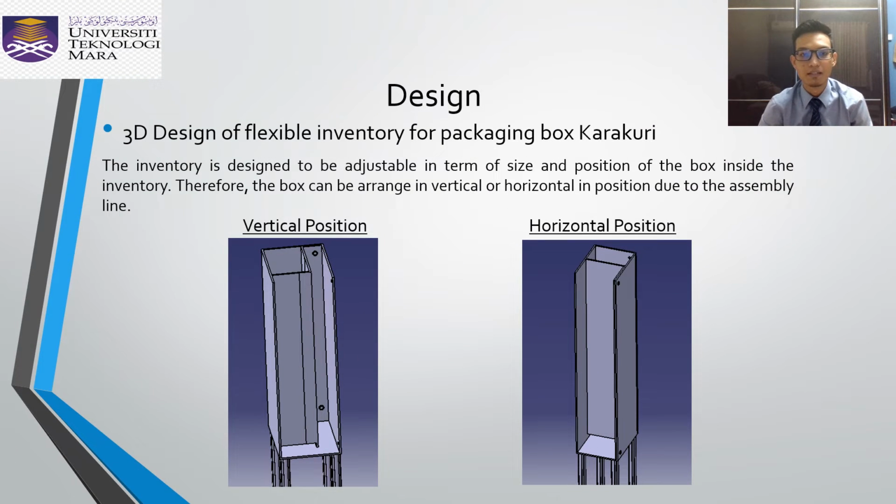Next slide is design. The software used to design the flexible inventory for packaging box is CATIA V5. The inventory is designed to be adjustable in terms of size and position of the box inside the inventory. Therefore, the box can be arranged vertically or horizontally in position due to the assembly line. After completing the design, the file will be transferred to Blender software to simulate the flow.